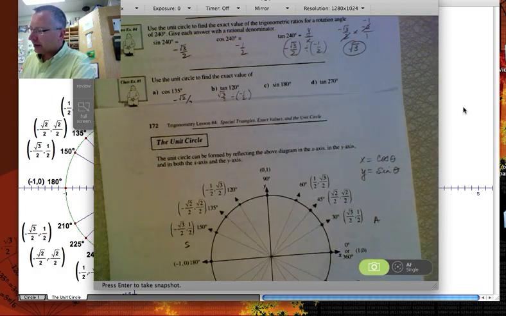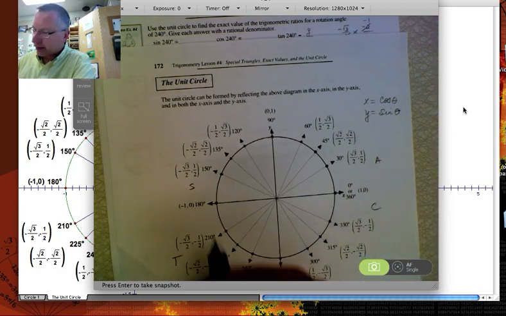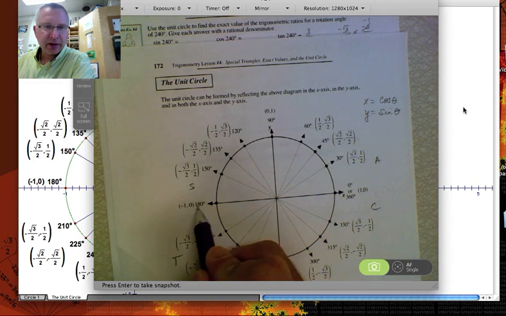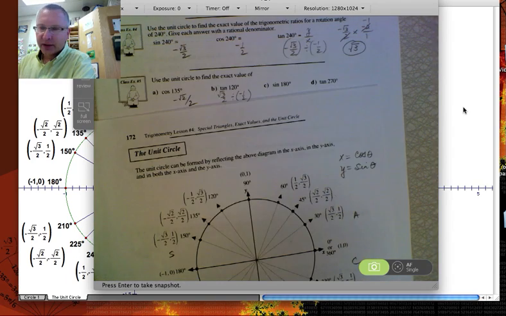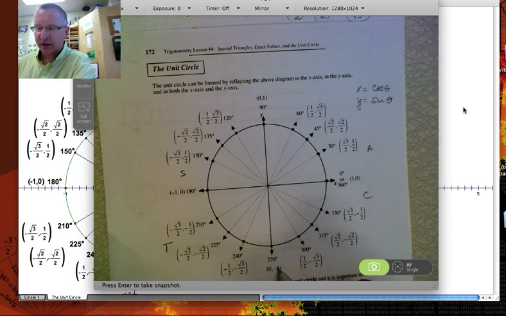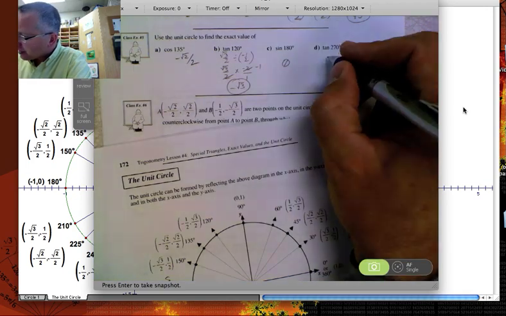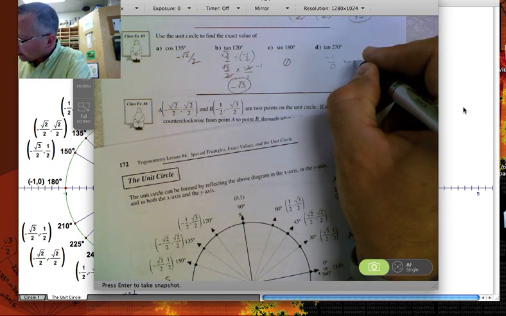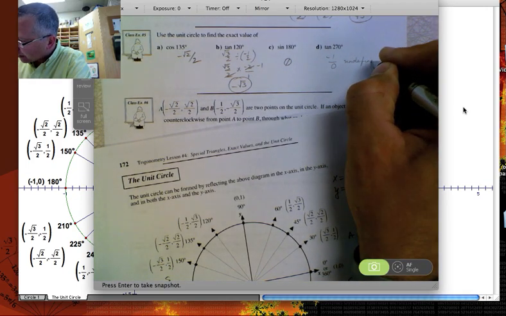If we look at the sine of 180 degrees, 180 degrees is over here. Sine is the y coordinate, so sine is 0. And if we look at the tangent of 270, 270 is y divided by x. So it's negative 1 divided by 0, so it's undefined.